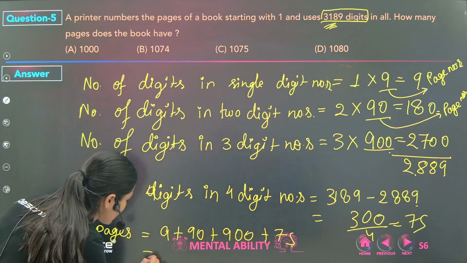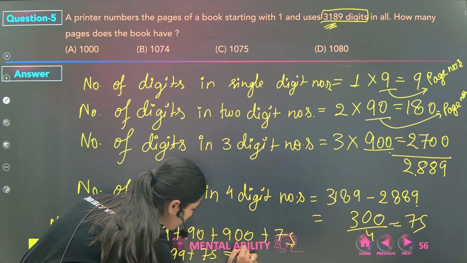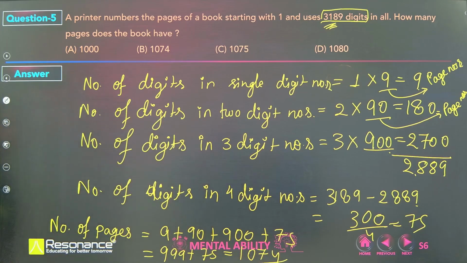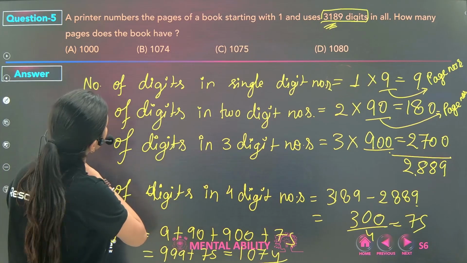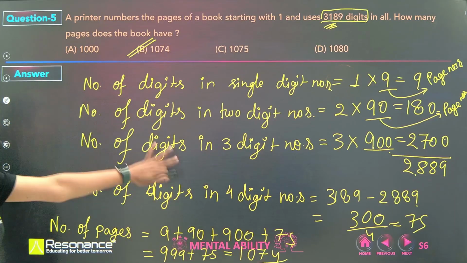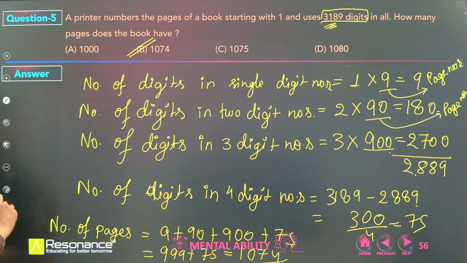So 999 plus 75, which will be equal to 1074. Okay, so these are the page numbers. How many pages are there in the book? 1074. That is, B option is correct. Okay, so this is how we have to calculate for the question, right? Now moving on to the next question.